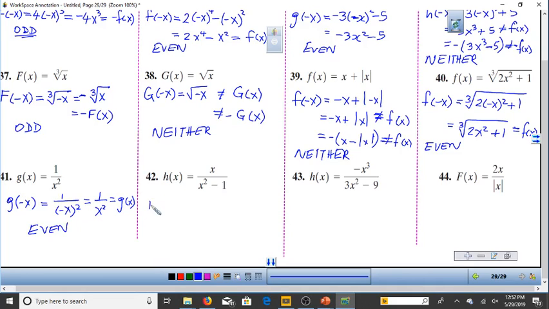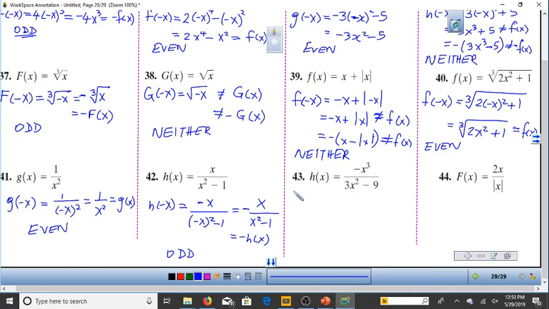Then when I do h of negative x for number 42, that's an odd function divided by an even function. It's like a negative divided by a positive would be negative. So an odd function divided by an even function should give me an odd function. So I have negative x over the square of negative x minus 1, which is the negative of x over x squared minus 1. That is the negative of the original. So we're talking about an odd function here.